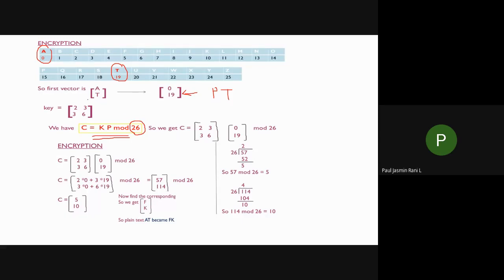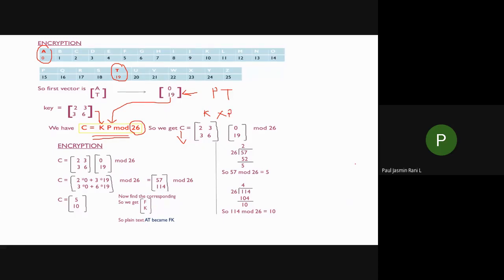Key is a 2 cross 2 matrix. So you are going to substitute this key over here, then for the plain text, you are going to substitute this one over here. When you multiply those two things, you will get your ciphertext. You are going to multiply this key with your plain text P. This is a matrix multiplication, isn't it?